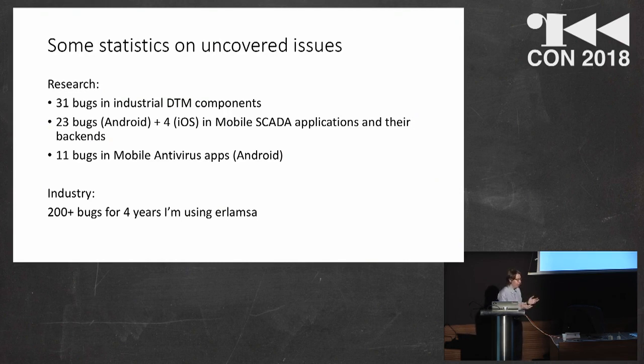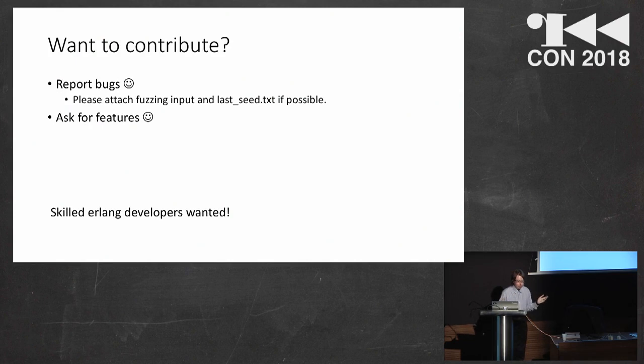If you have half a year, of course, you could design your own super cool fuzzer based on a generational approach. Or you could try to use AFL for network applications, which is a nightmare, or for embedded, which is a double nightmare. Otherwise, stick to dumb fuzzing. It helps. If you want to contribute, just use it, report bugs. If you report bugs, please attach the fuzzing input and the last seed txt file.